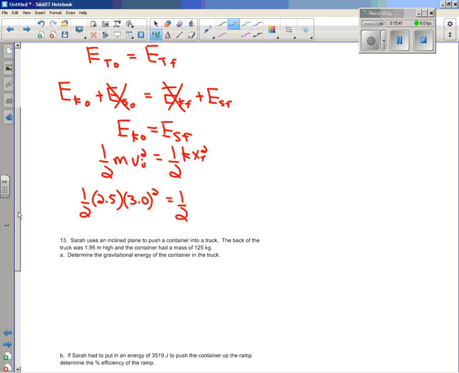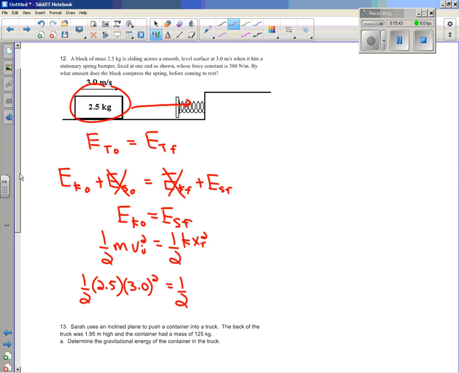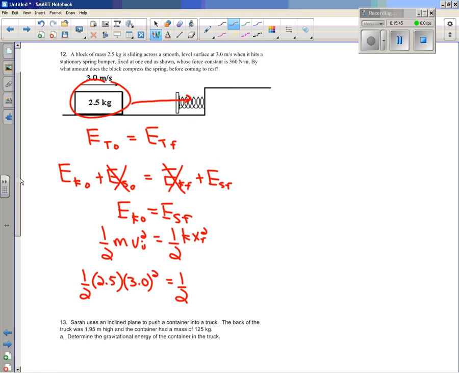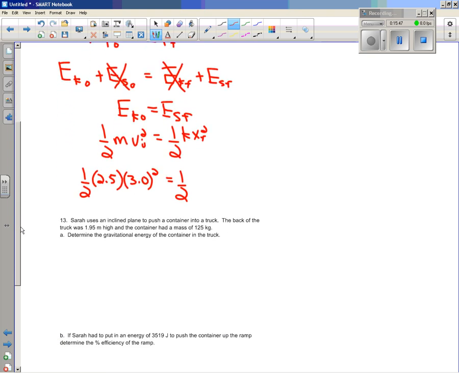I've got to look back at the question again and find how stiff that spring is. Does it tell me? 360 newtons per meter is the stiffness of the spring. That's always the unit for the spring constant or the stiffness of the spring. 360 newtons per meter, and then I've got x squared. That's the only unknown.